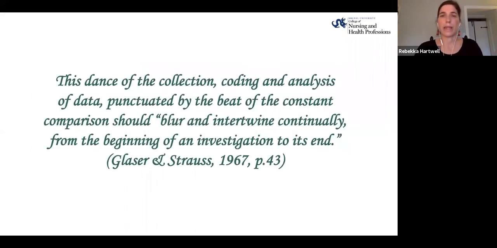And actually, you have a really lovely quote here that I wanted to share. "This dance of the collection, coding, and analysis of data, punctuated by the beat of the constant comparison, should blur and intertwine continually from the beginning of an investigation to its end." So it's this dance, which of course for dance movement therapists is nice to hear.